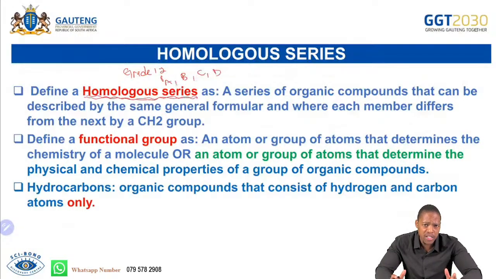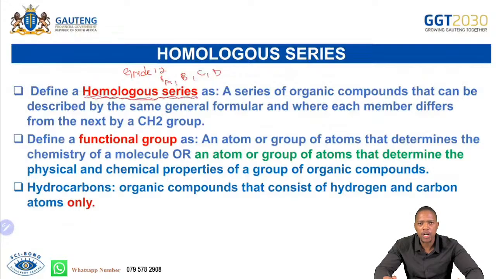Now, as we continue with this language of organic chemistry, this is going to make sense. However, what I would ask from you, grade 12, for now, is let's just memorize this definition. As we dive into organic chemistry deeper, it will start making more and more sense. It's a series of organic compounds that can be described by the same general formula, so they have the same general formula, and where each member differs from the next by a CH2 group. So within that family, each member will be differing by a what? A CH2 group.